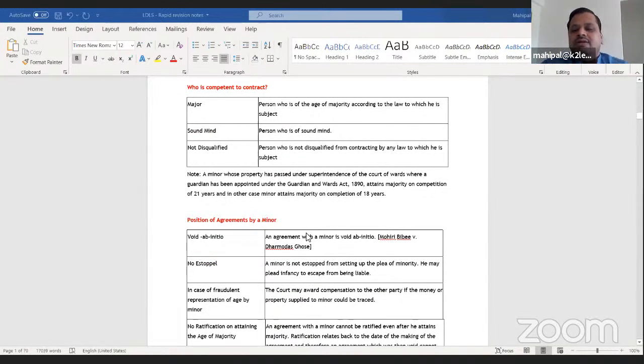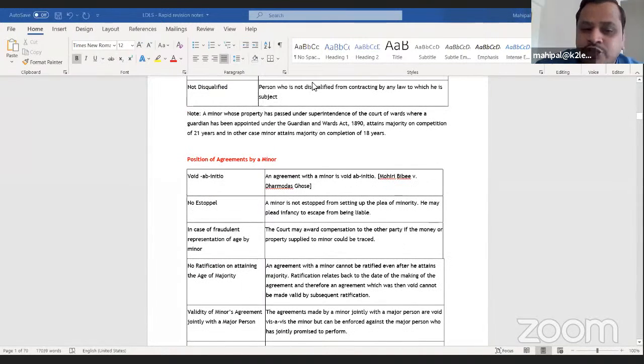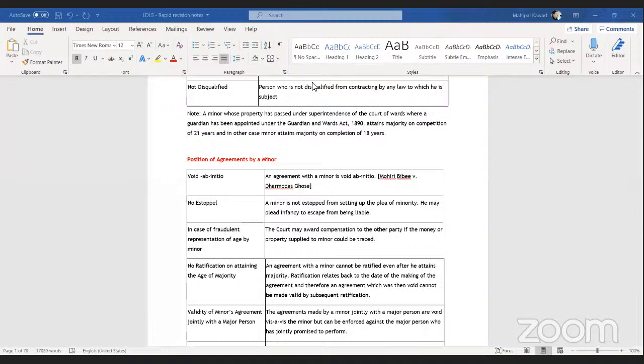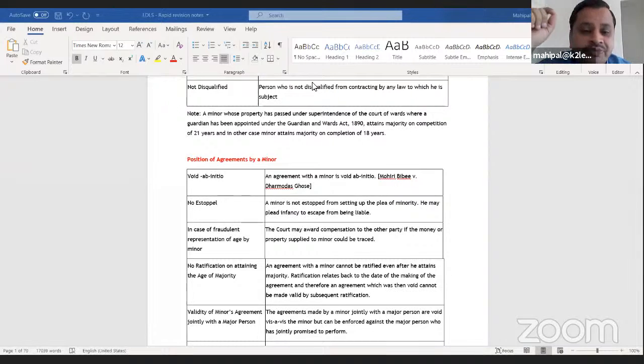So let us see minor first. Who is a minor? Minor is a person who has not attained the age of majority. And what is the position in case of an agreement by a minor? First and foremost point you have to remember, an agreement with a minor is void ab initio, which means to say anything given to a minor is equal to Tirupati Nabam. It cannot be recovered.